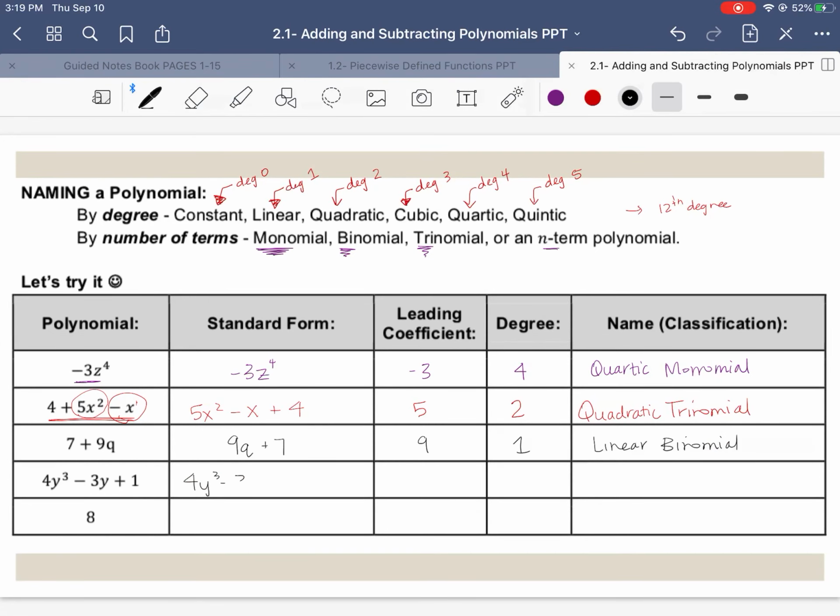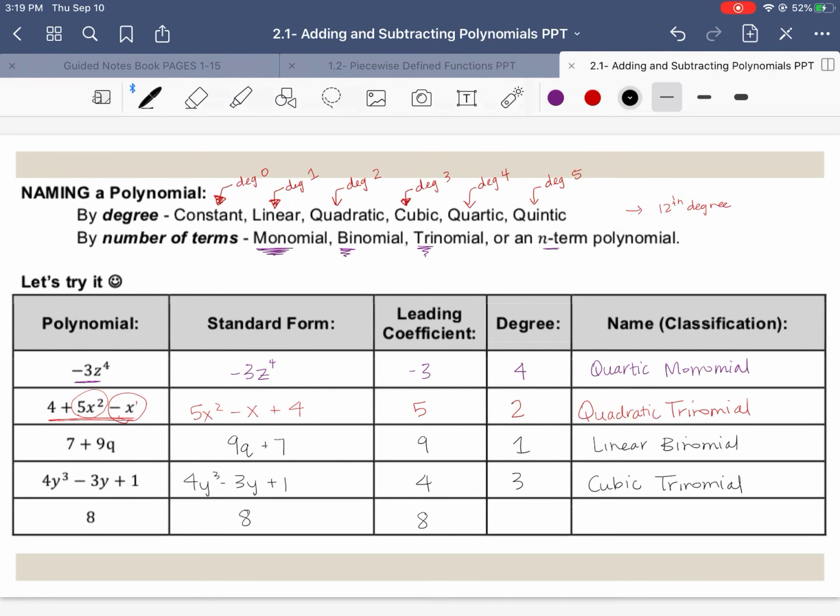This one's already written in standard form with a leading coefficient of 4, a degree of 3. Again, this one has 3 as its degree, so it's cubic, and then it has 3 terms. So it's a trinomial.